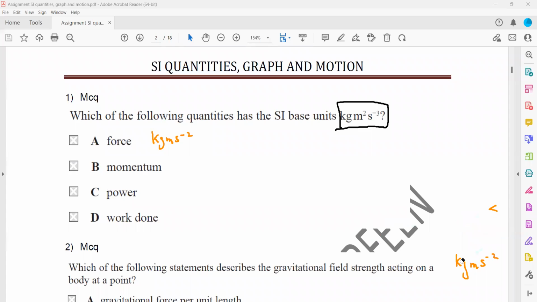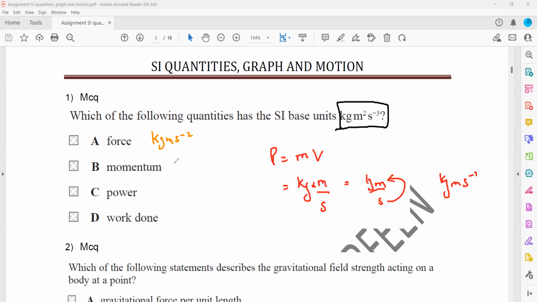The second one is momentum. Momentum is the product of mass and velocity. That's the formula for momentum. The mass of an object is kilogram, kg. What about the speed of an object? Speed is meter per second. So the unit of momentum is kilogram meter per second. The second is in the denominator, so it moves to the numerator. So it becomes kilogram meter second raised to power minus 1. It does not match kilogram meter square second raised to power minus 3. So it cannot be B.